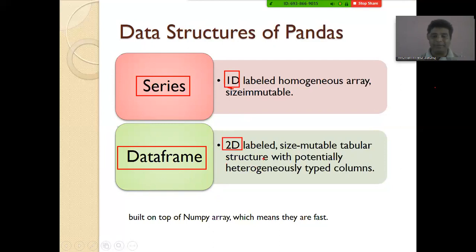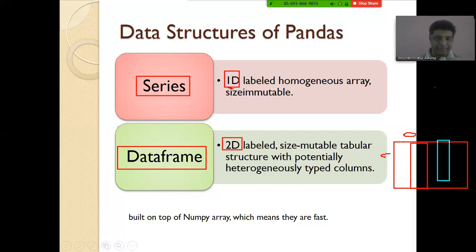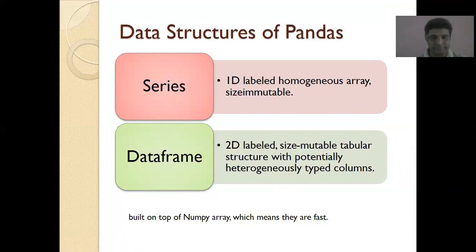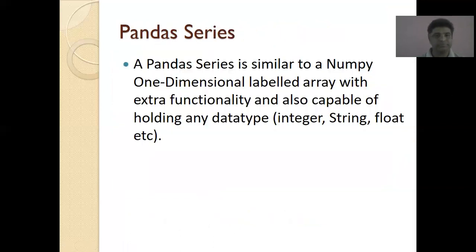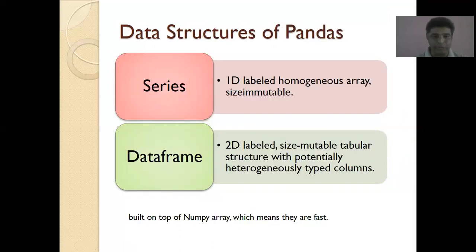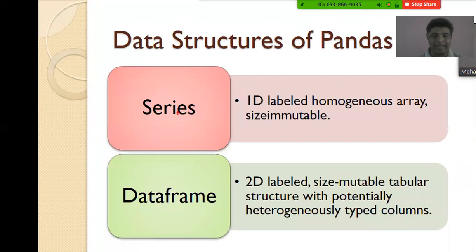Labeled 2D means row by column, and the rows can be labeled, the columns can also be labeled, and you can work on that. Heterogeneous data means each column can be of a different type. One column can be a string type, another column can be a floating type, integer types, and so on. So there are two ways: the series and the data frame.